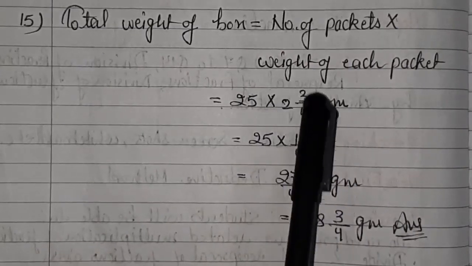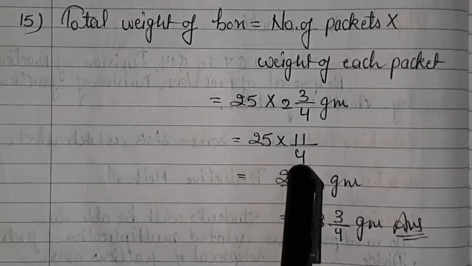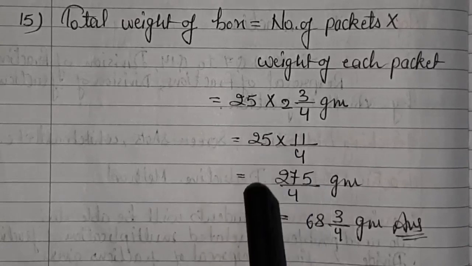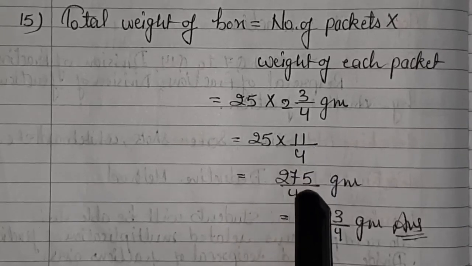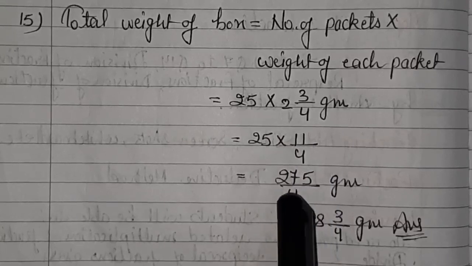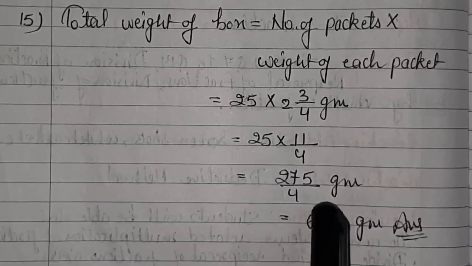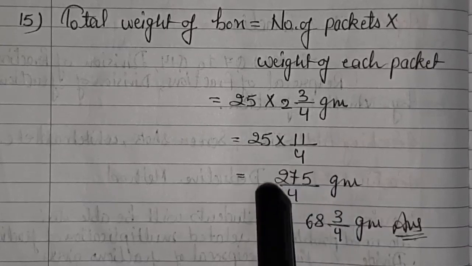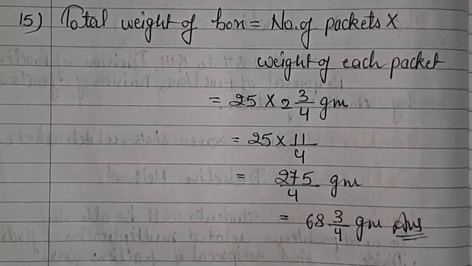When we convert this mixed fraction into an improper fraction, it will come 11 by 4. 25 into 11 by 4. We can't cancel out numerator and denominator, so we have to multiply these two numerators. 25 into 11 is 275. 275 by 4. When we convert into a mixed fraction, the answer is 68 whole 3 by 4 gram. Every improper fraction you have to convert into a mixed fraction, right?